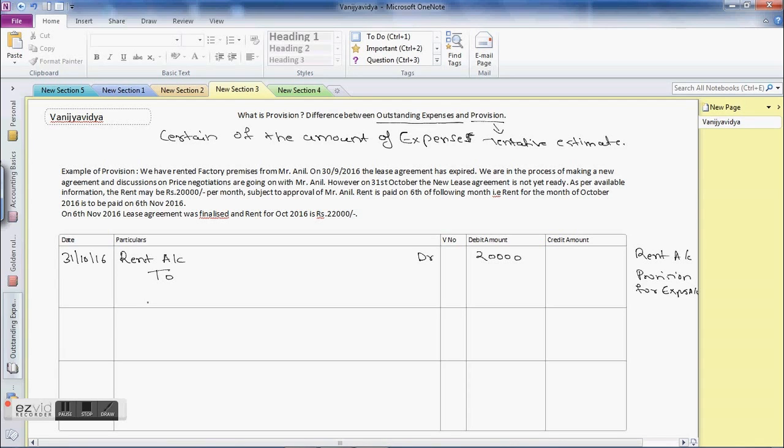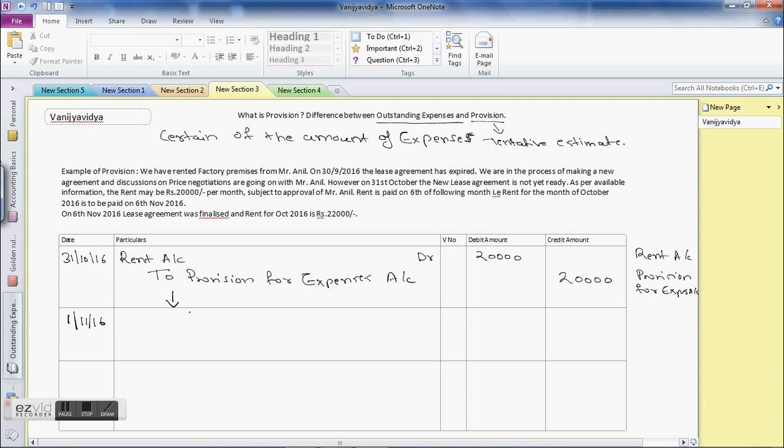In this case, we will be giving the rent to Mr. Anil. So we will credit provision for expenses account, that is 20,000. Now there is one difference in the treatment of entry of outstanding expense and the provision for expense. Since provision is an estimated entry, on 1/11/2016 we will be reversing our entry passed on 31/10/2016. Whatever account is debited, we'll credit it, and whatever account has been credited, we'll debit it.